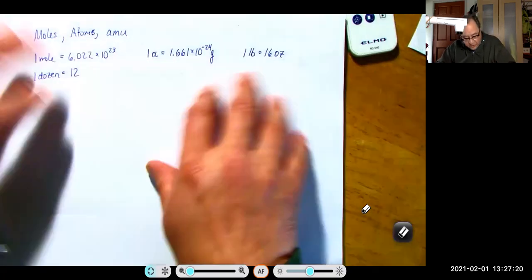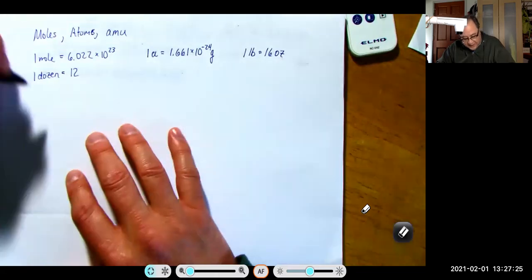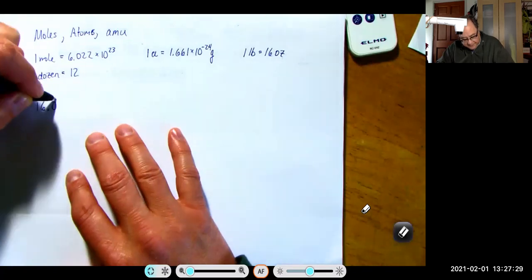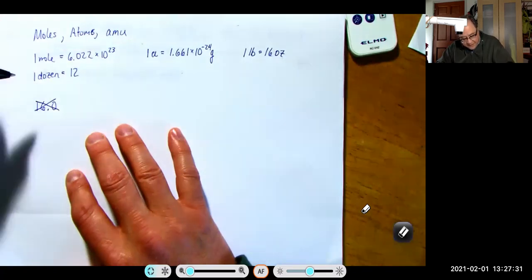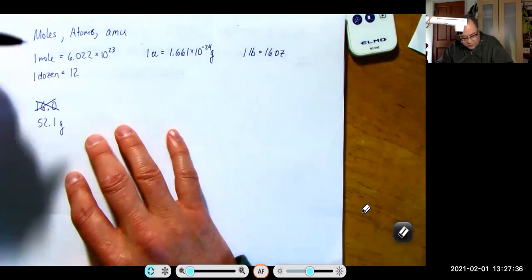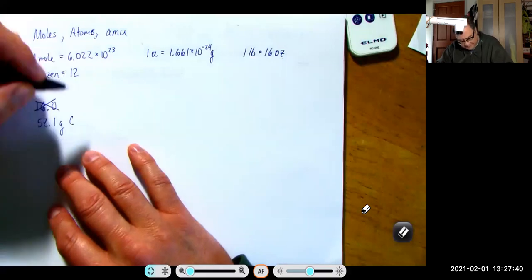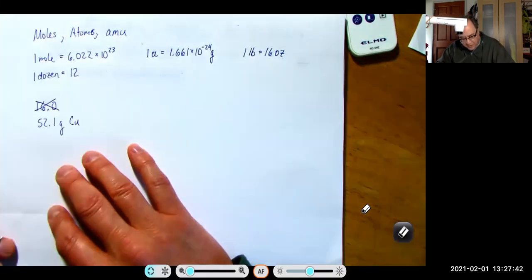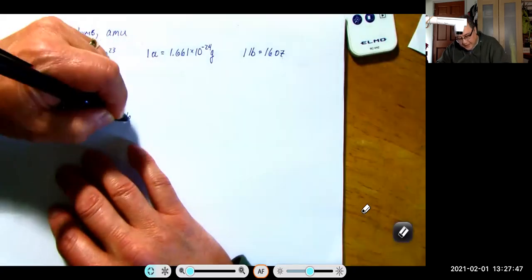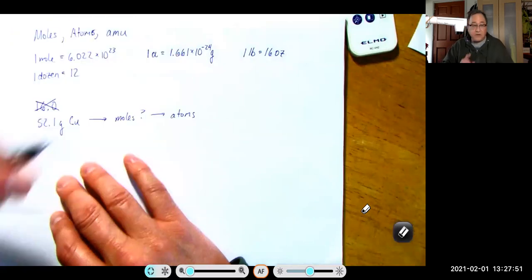So let's say that we have 16.0, actually, I'm going to change this. Let's say that we have 52.1 grams of chlorine. Nope, not chlorine. What do I want to do? Copper. And we want to figure out how many moles and how many atoms. So we actually want to do 2 things here.